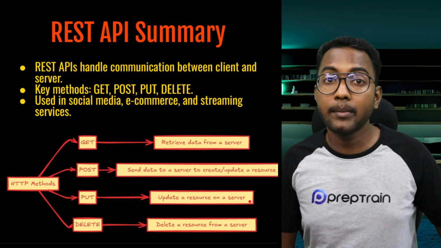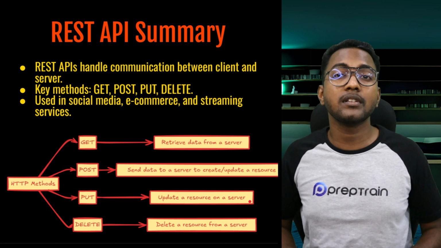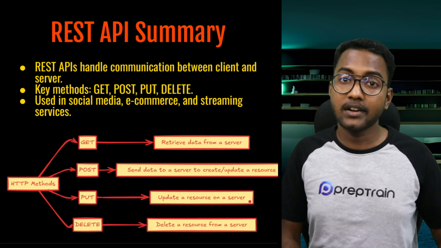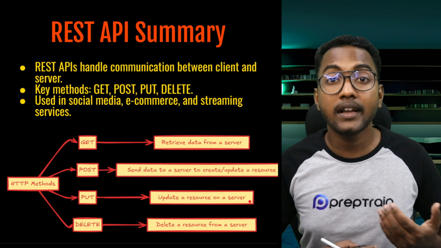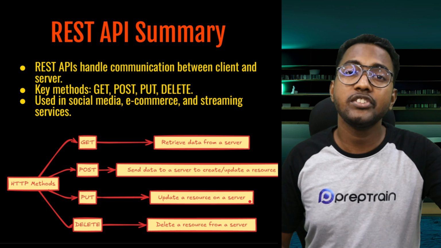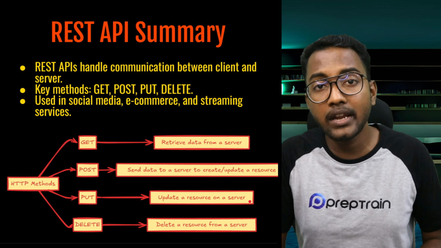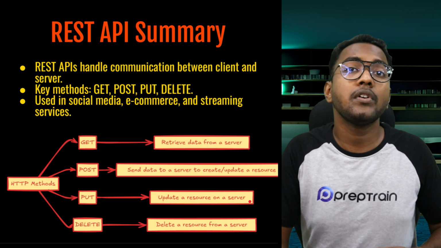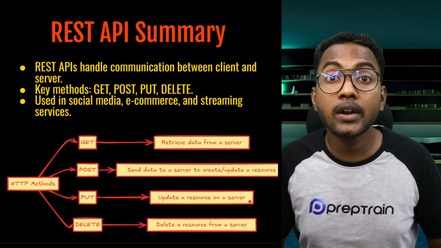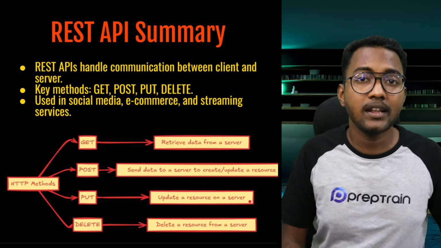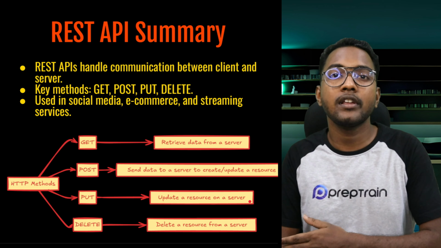Then we talked about POST, which is used to send new data to the server. This could be uploading a profile picture, submitting a form, or posting a new status update. After that, we discussed PUT, which is used to update existing data. An example would be changing profile information or editing a blog post. And finally, we discussed DELETE, which is used to remove data from the server. For instance, deleting a social media post or removing an item from your cart. We also looked at real world examples of each method in action, like checking the weather or how data moves between client and server in a modern web application.